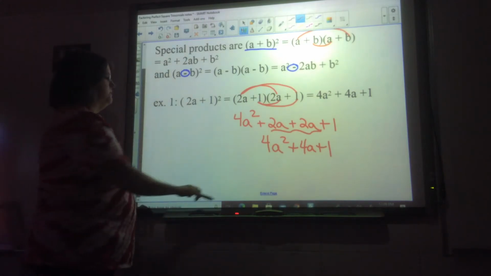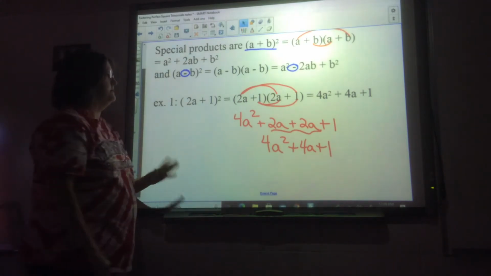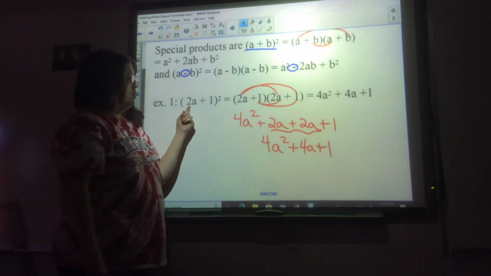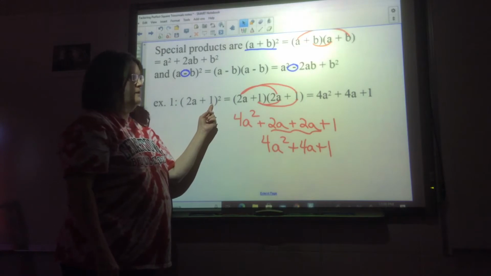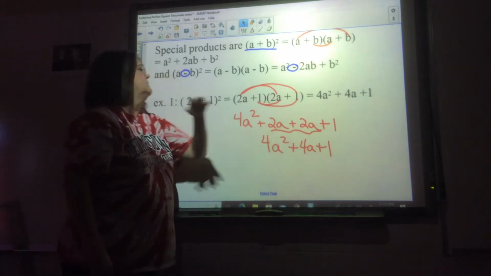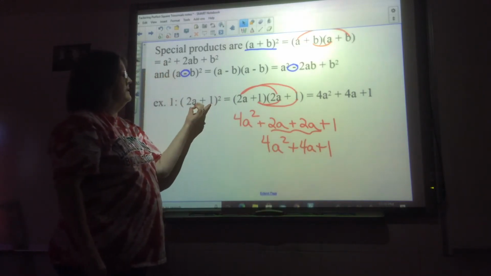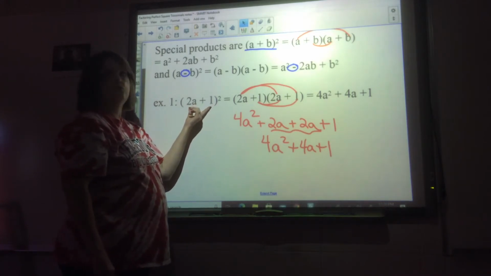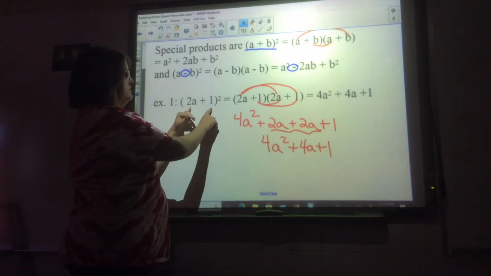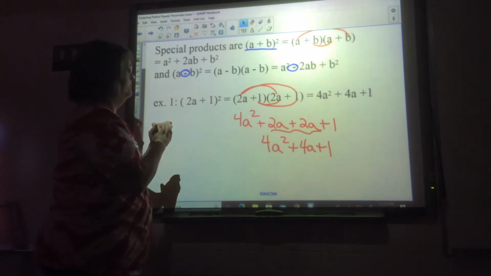So if you notice what truly happens, I take this term and I square it, that's the first term. I take this term and square it, that's the last term. The middle term is going to be equal to these two multiplied times 2. Always, whatever these two are multiplied times 2.